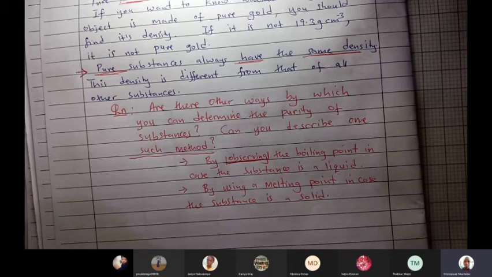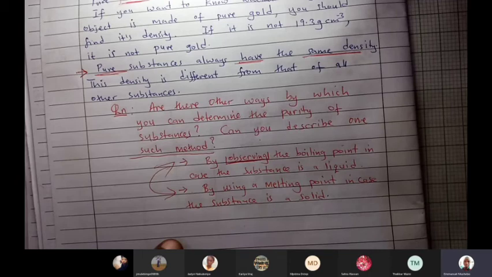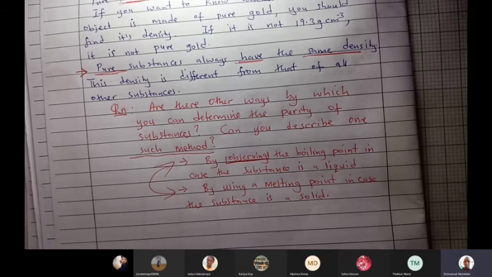You are free to just use any of them, because they are saying, can you describe one such method? So you will just leave a space in your work there, and then you'll be able to get that. Those are other ways of determining purity of a substance. Is it okay, members? Yes. So we leave this and I take you to another thing, that is density and relative density.